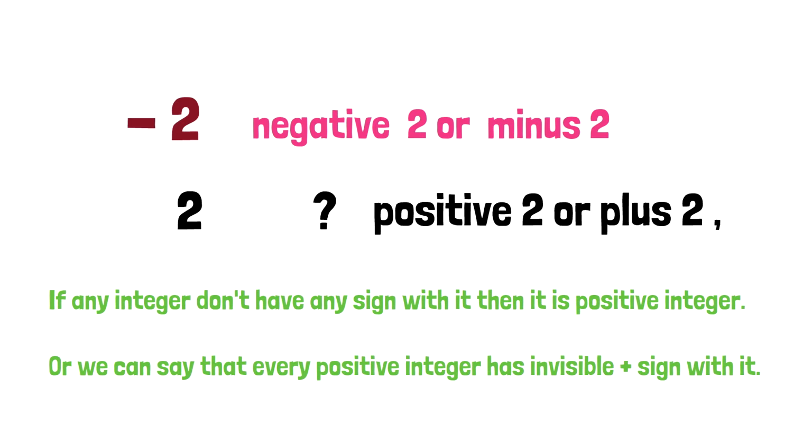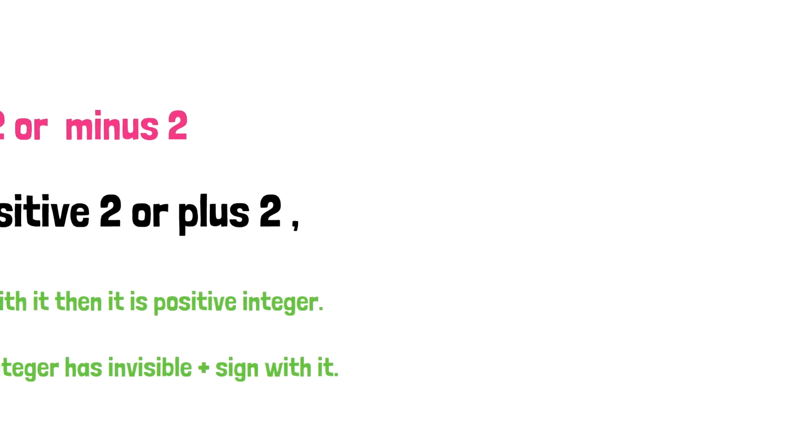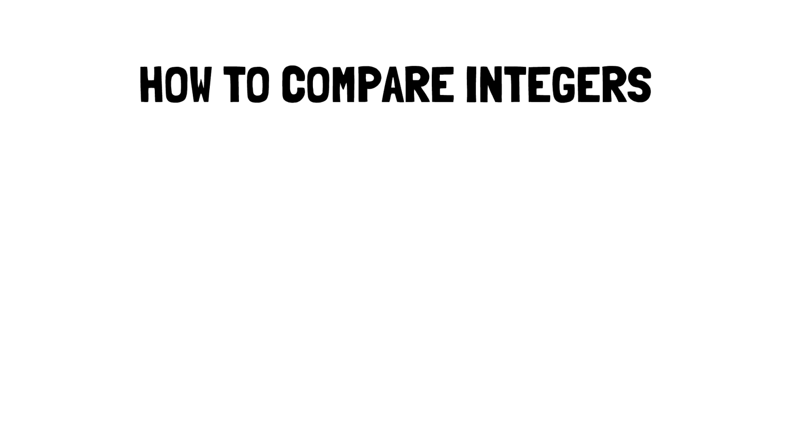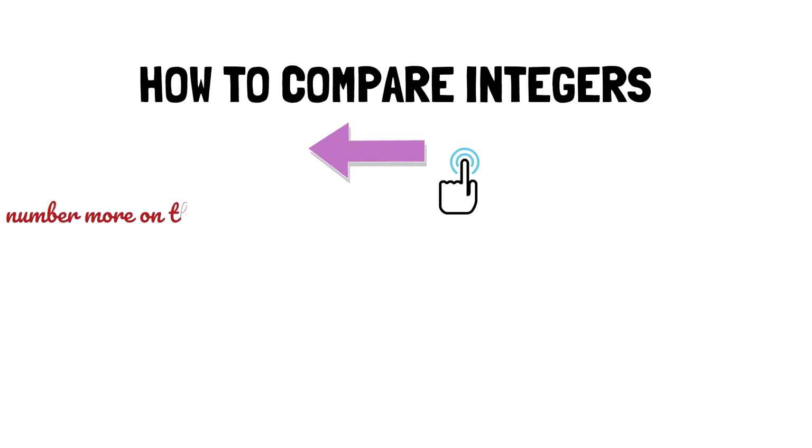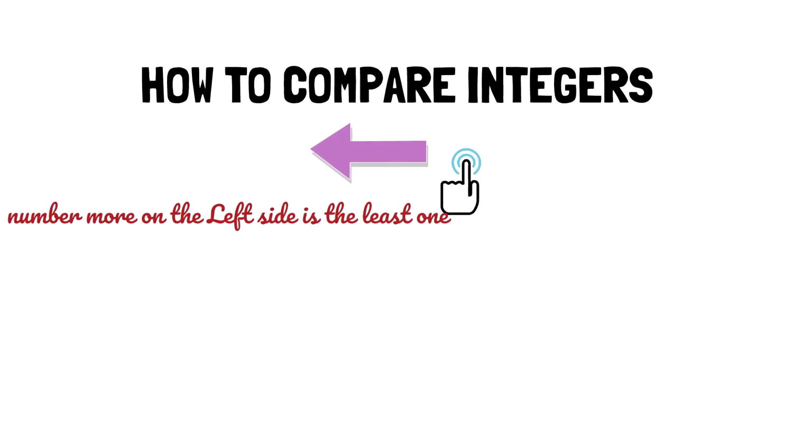So friends, let's jump to the next topic. How to compare integers. While comparing integers on the number line, the integer that is farthest to the left is the least one. Yes. Or we can say that the number more on the left side is the least one. Yes, left side. Let's illustrate this with the help of examples.